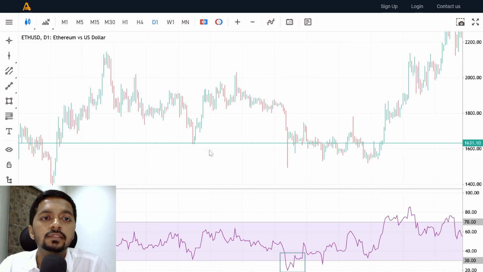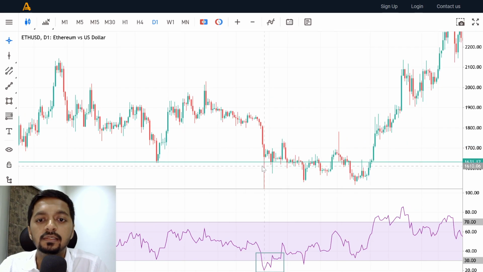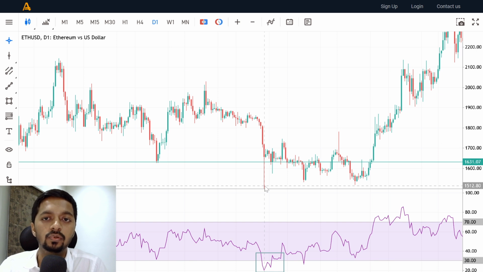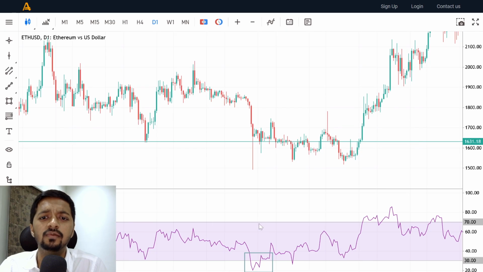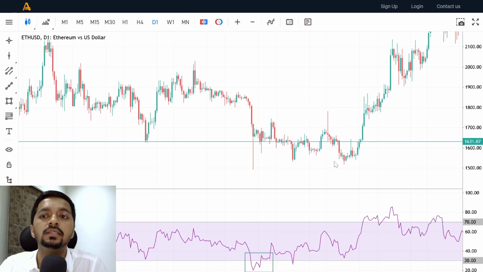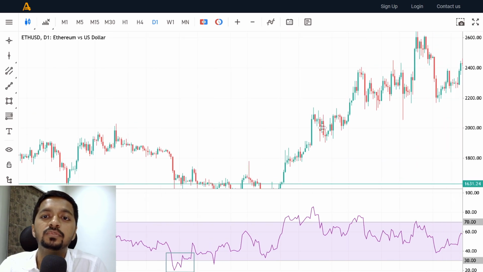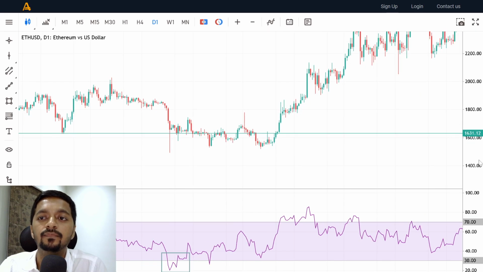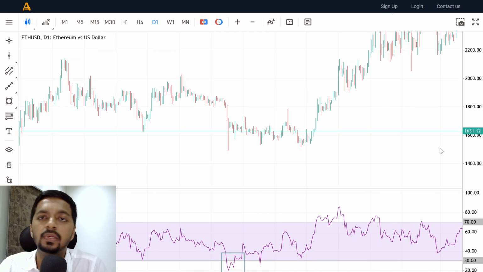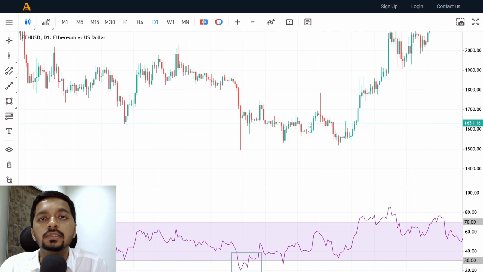So if you see, this is the low. If you match it, this is the low, 1500 is the low, and the RSI value crosses below 30. Then the RSI value bounces back above 30, and the price also bounces back from the 1500, 1600 level, and you see that the price moved like anything. So if an uptrend is going on, if the uptrend is very strong, just look for RSI value below 30. If you are following 80-20, just look for RSI value below 20.